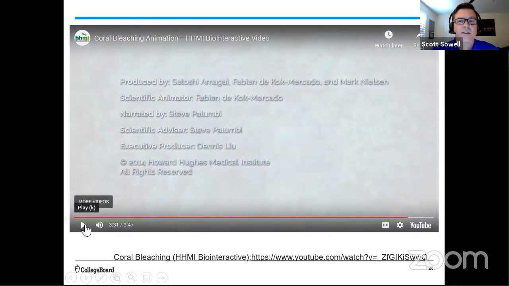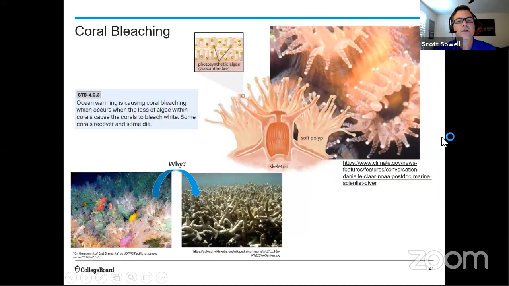So we just heard there that 75 to 80% of the energy that a coral reef uses on a moment-to-moment basis is coming from that symbiotic algae living within their tissues. And if coral bleaching is happening from temperatures, it's a bad situation for the coral reef. So the content standard says ocean warming is causing coral bleaching, which occurs when the loss of algae within corals causes the corals to bleach white. Some recover and some die.